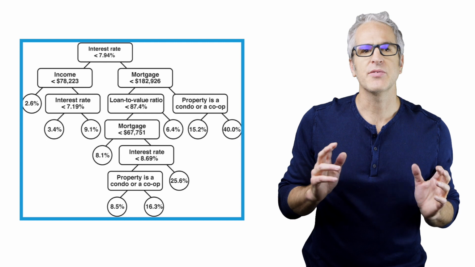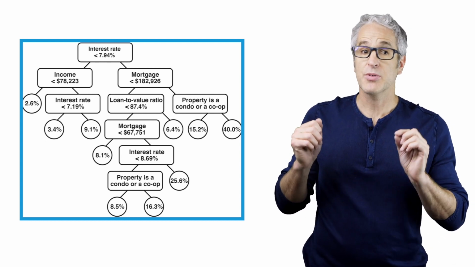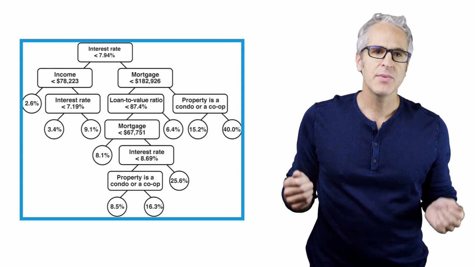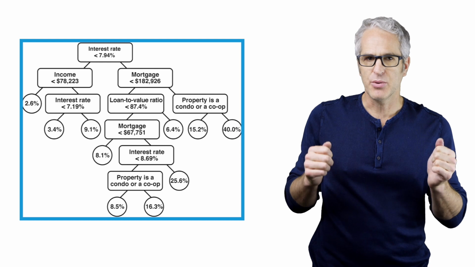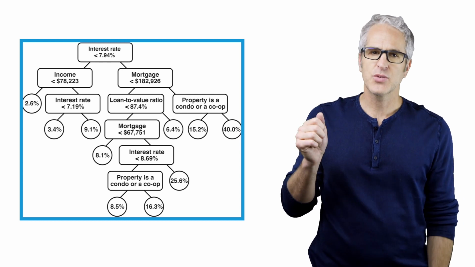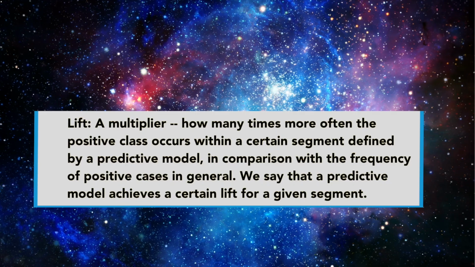Without any additional information, you can tell just by looking at this, the decision tree provides value. Why? Because of how the probabilities differ across the leaves, the endpoints, of which there are 10, each one signifying a segment of customers. The probability of churn for those segments ranges from 2.6% up to 40%.